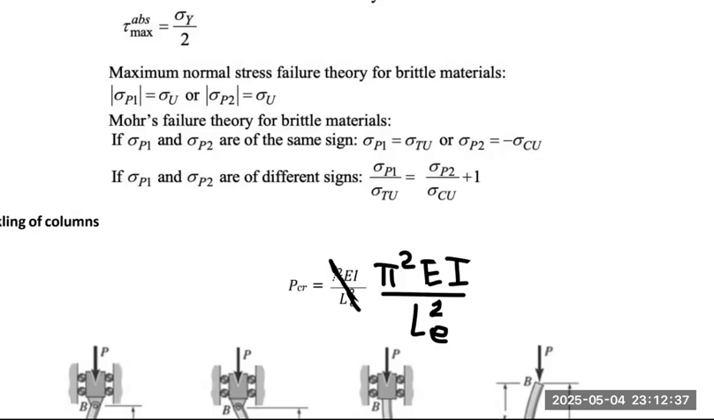So Mohr's failure theory for brittle materials is also summarized over here. If sigma P1 and sigma P2 are of the same sign, sigma P1 equals sigma Tu, or sigma P2 equals negative sigma Cu. If sigma P1 and sigma P2 are of different signs, sigma P1 over sigma Tu equals sigma P2 over sigma Cu plus 1.